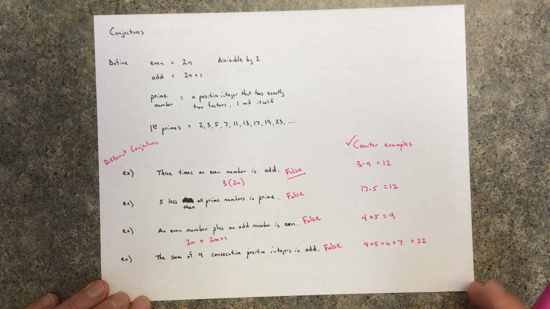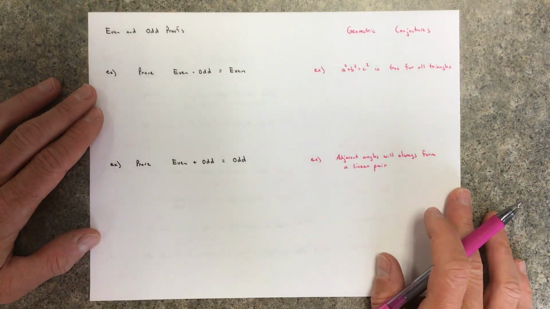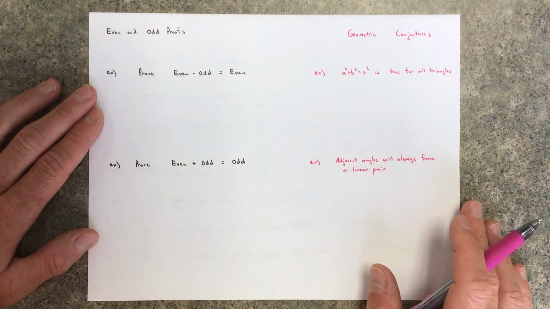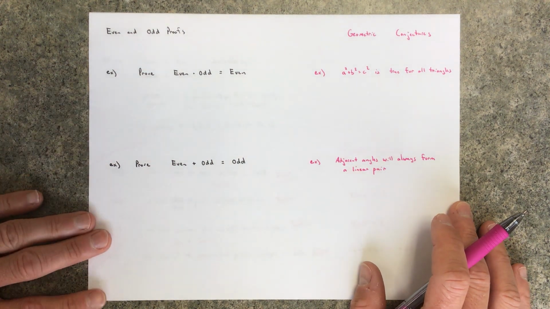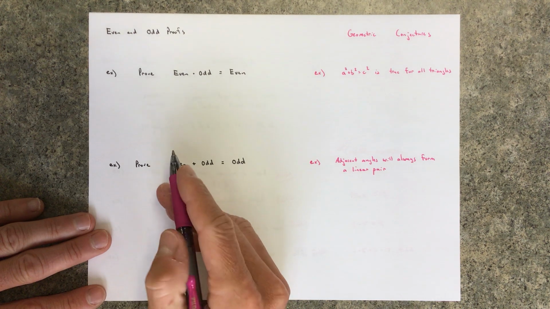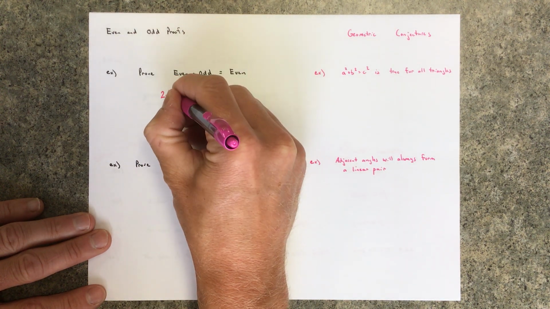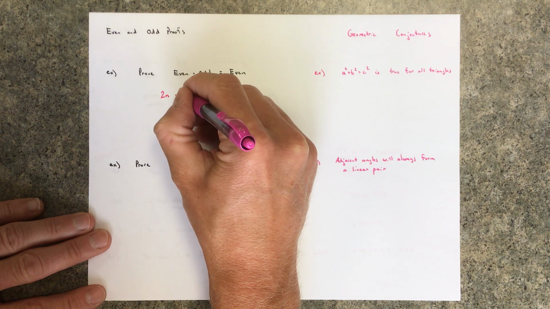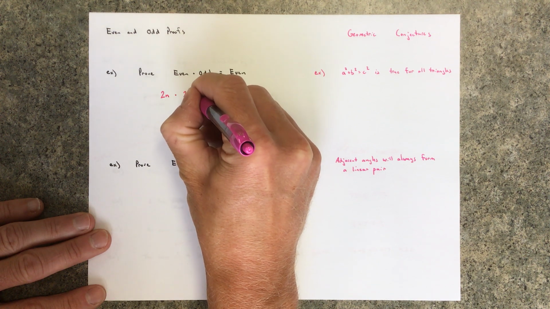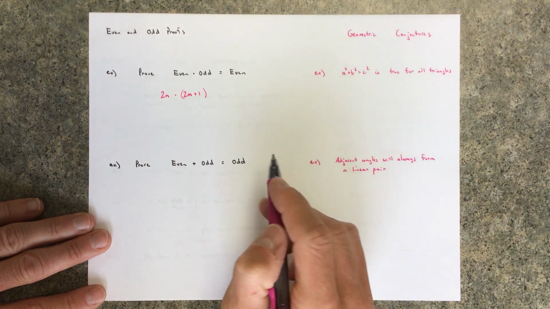Okay, now let's go a little more in depth, and I'm going to do some even and odd proofs just because I think they're fun and it gives you an idea of what a proof might look like. I'm going to prove to you that even times odd is even. So this is my conjecture, and I'm actually going to prove this to be true. An even number is 2n, and I'm going to multiply by an odd number, so 2m plus 1. And I'm going to show you that it's also an even number.